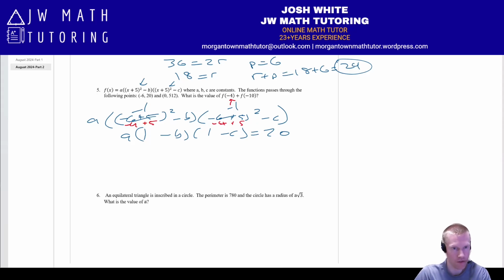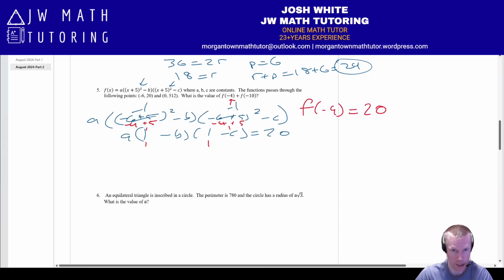So -4 plus 5 is +1. 1 squared is still 1. So the point is, when you plug in -6, you get some expression that equals 20. But when you plug in -4, you get the exact same expression. Therefore, f of -4 has to equal 20.